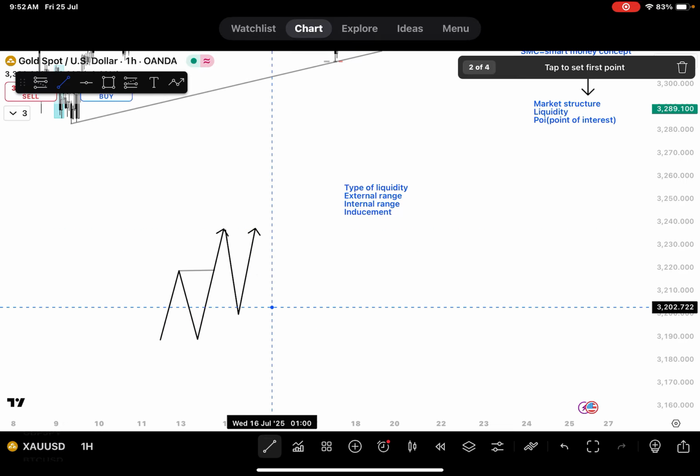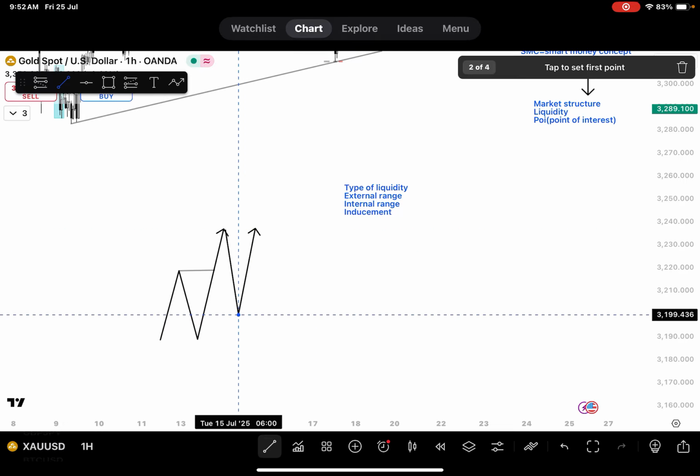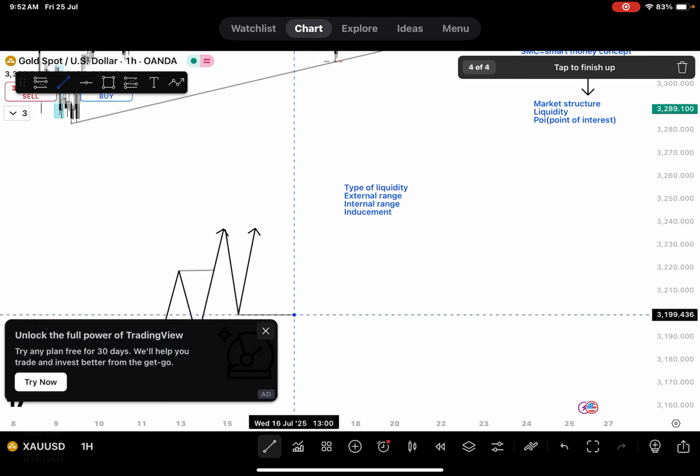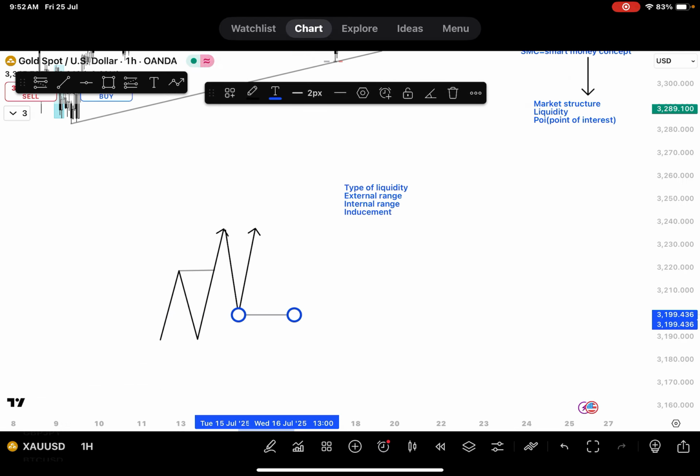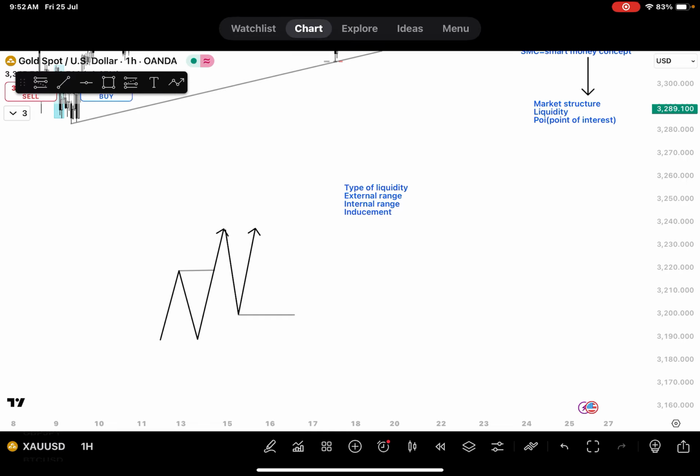this is what we refer to as inducement liquidity. That is when talking about liquidity. We are not talking about market structure. Before you tell me that is a higher low, yes, it is a higher low, but this higher low is now representing inducement liquidity. When we are talking about liquidity in the market, it will no longer be called a higher low. It is going to be called an inducement liquidity.